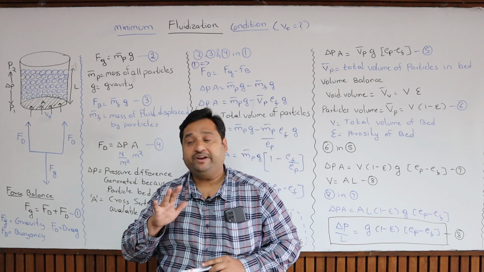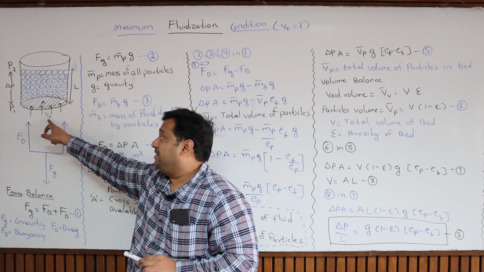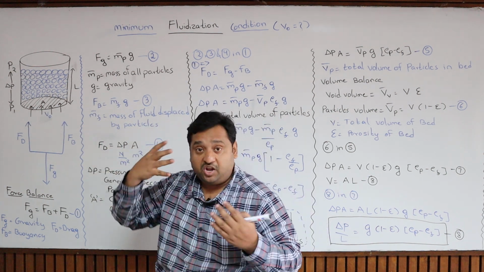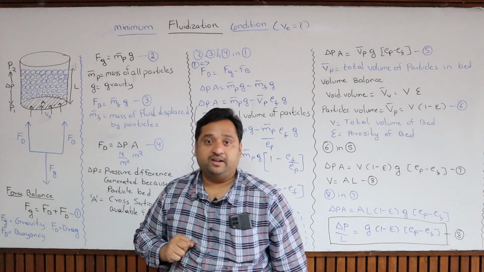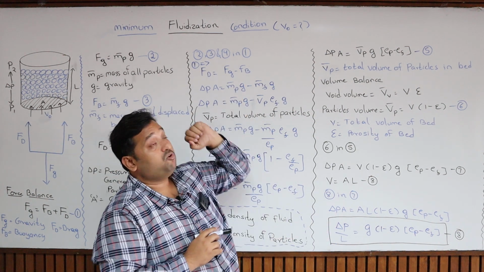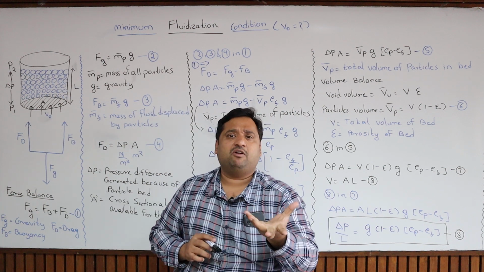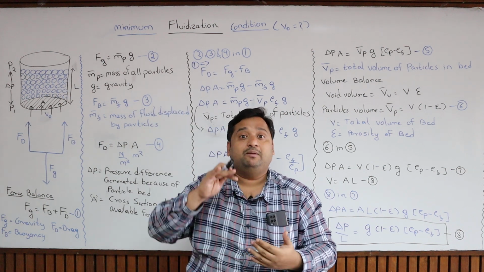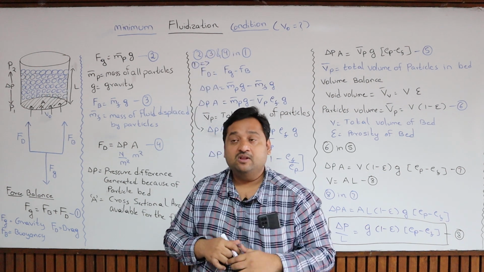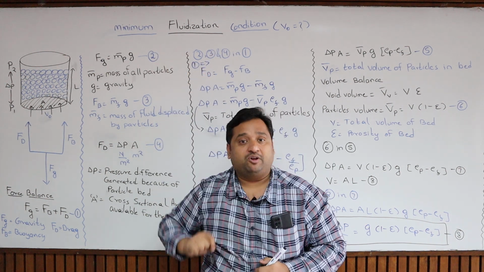Today we are going to discuss what the velocity of the fluid from the bottom should be to fluidize the bed. That is the primary agenda. That's why our concept is called minimum fluidization, that is, minimum velocity. If you give more than the minimum fluidization velocity, what is going to happen? The bed will expand.